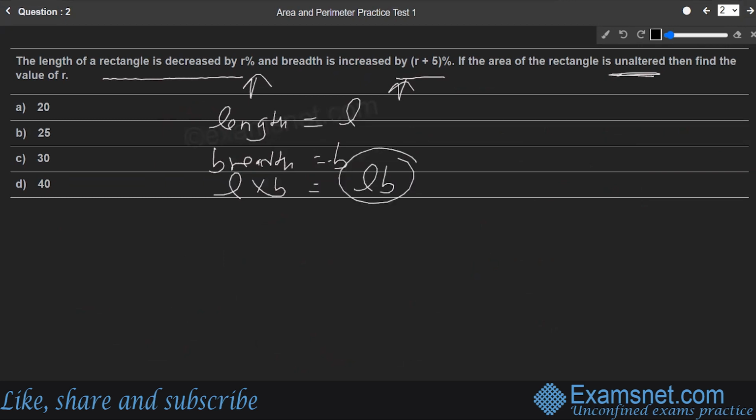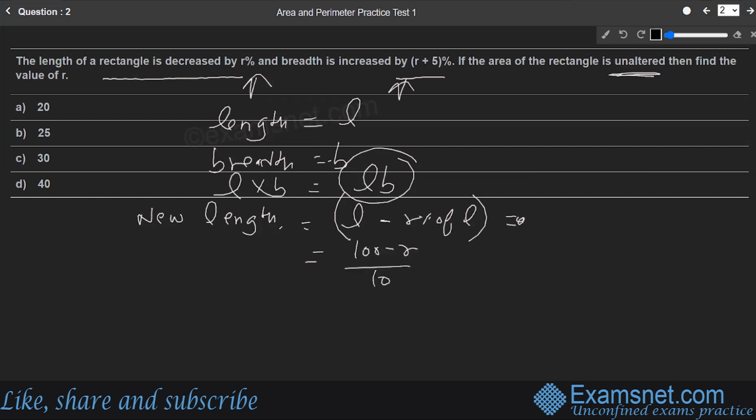Now let's see the changed length. Now the new length is going to be, he says that length is decreased by r%. So if the length is decreased by r%, old length was L minus r% of L. This should be the new length, which is equal to L minus r% of L. If you want to do it, it is equal to 100 minus r over 100, into L, that is the new length.